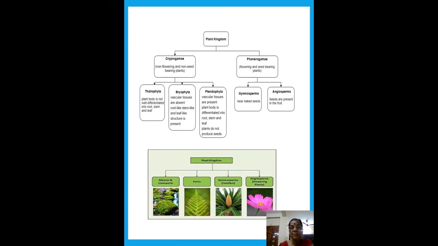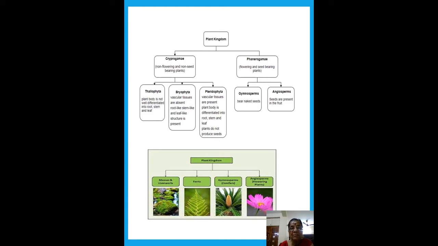Instead, spores are produced in an asexual structure called a cone. And vascular tissues, xylem and phloem, started appearing from the pteridophyte group onwards. And the gymnosperms, as I said, have naked seeds and are non-flowering, and the seeds are present in a structure called a cone, as male cone and female cone. And then the angiosperms, as I said, are seed-bearing plants, dicot and monocot.